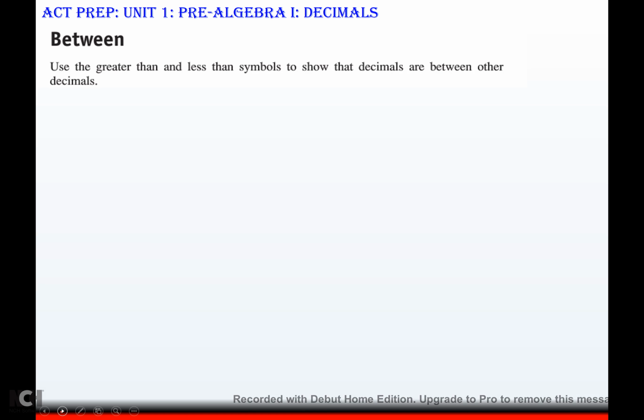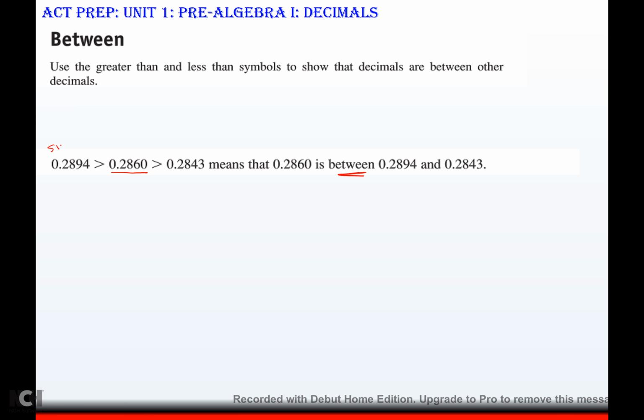Okay, for between, same as when we did with whole numbers, use the greater than and less than symbols to show that decimals are between other decimals. So, for example, this decimal, 0.2860, is between 0.2894 and 0.2843. This is the smallest, this is the mid, and this is the high. If you go in order from, sorry, they went the other way. This is the highest, this is the mid, and this is the smallest, my bad.